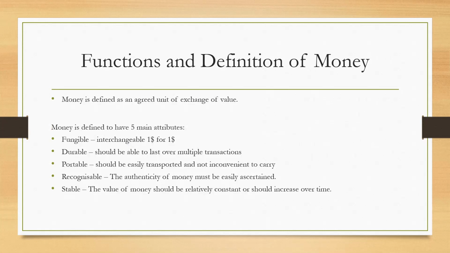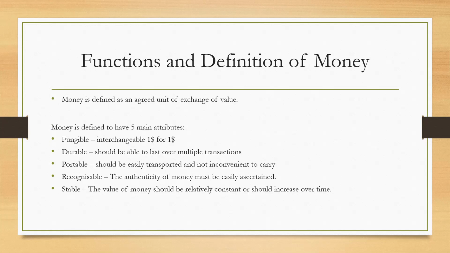So quite simply, to review the functions and definition of money. Money is just defined as an agreed unit of exchange of value. That's quite simply what it is. If you and I agreed that an Aki leaf was a unit of exchange that we would accept for services or products, then that leaf would become money. All right. I would have gone into a little story about when I was younger, but if we have time for that, I'll come back to it.